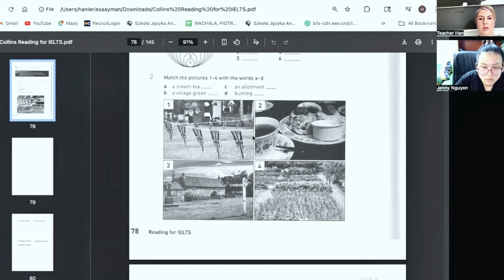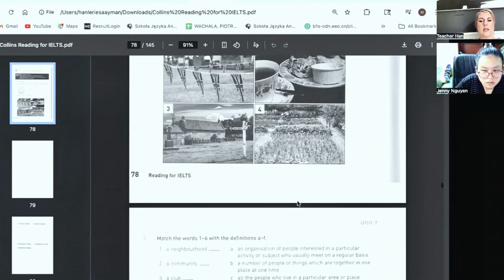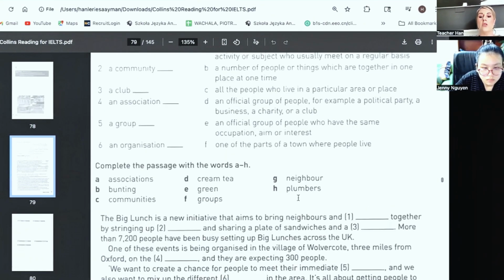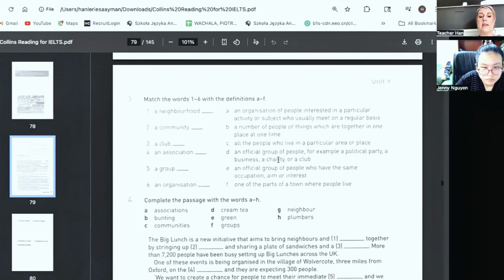Number 2 is definitely a cream tea. Number 3? An allotment. An allotment. And number 4? A village green. Excellent. Okay, now we have the words here: a neighborhood, a community, a club, an association, a group, and an organization.